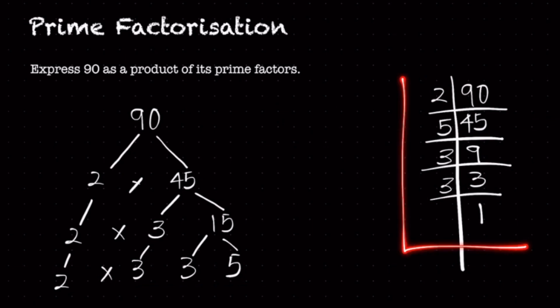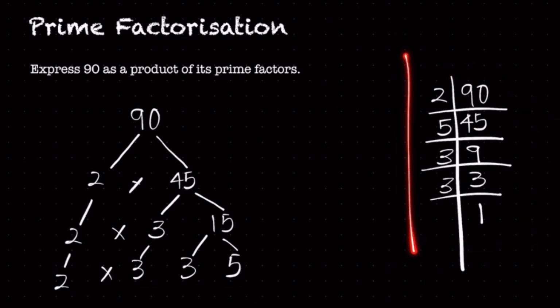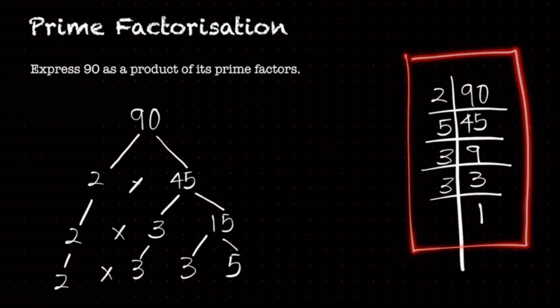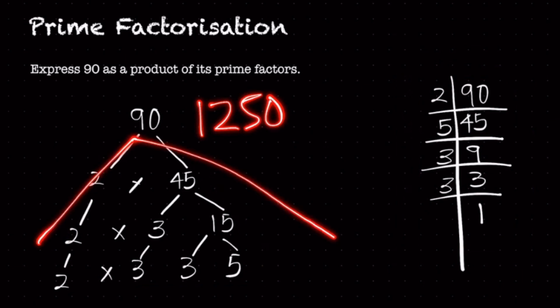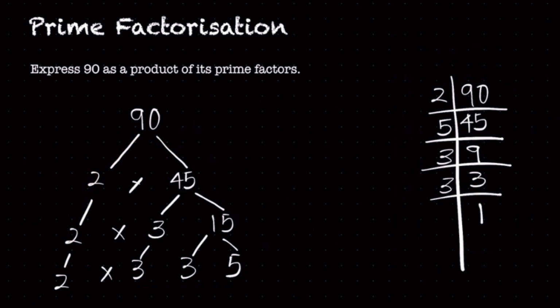Why I like this method better is that it's more compact, in case, like most of the time, we don't have enough space on our worksheets. This one tends to spread out quite far. Imagine if you have the number 1250. It's going to go a lot further. So this one, I prefer, it's compact and it's pretty fast.